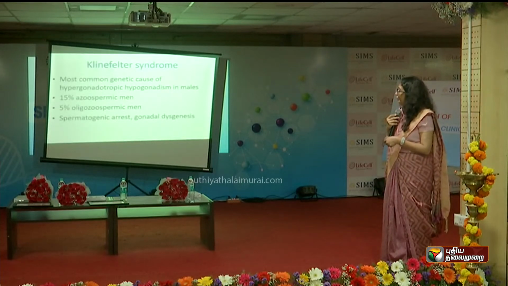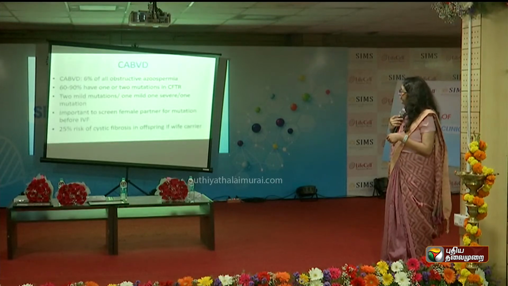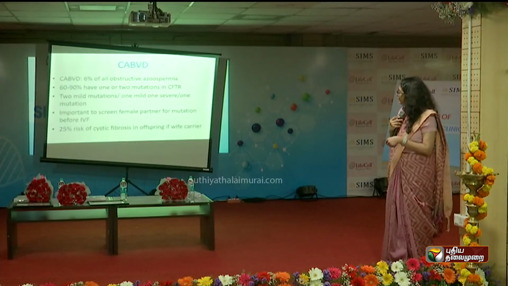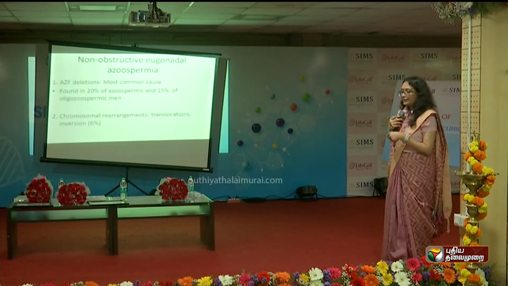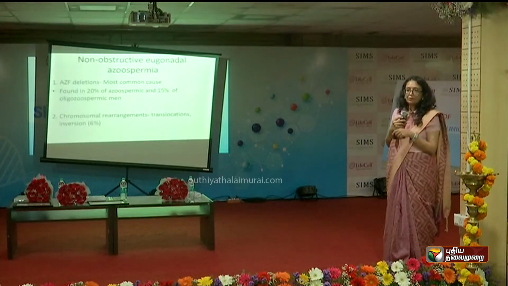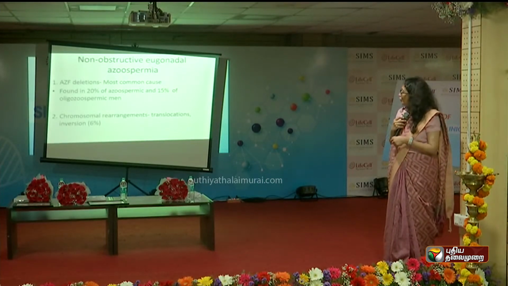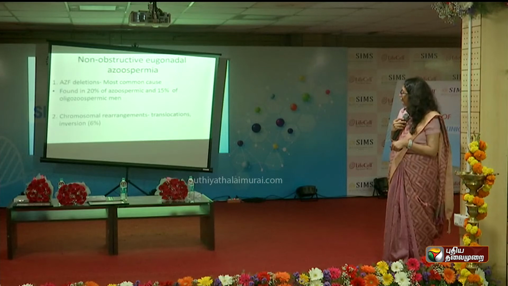Again, in males we have to rule out Klinefelter syndrome by doing a karyotype. In case of absent vas deferens, we should keep cystic fibrosis in mind. And AZF deletion is also very important. For males who are eugonadal but azoospermic or oligospermic, we should be doing AZF deletion testing for all of them, because again it is a very common cause of poor sperm counts.